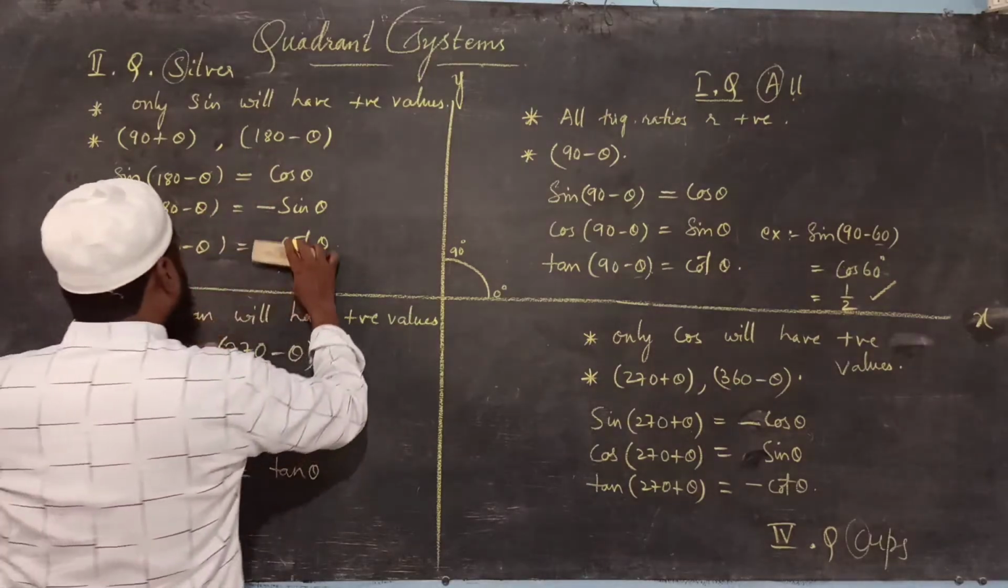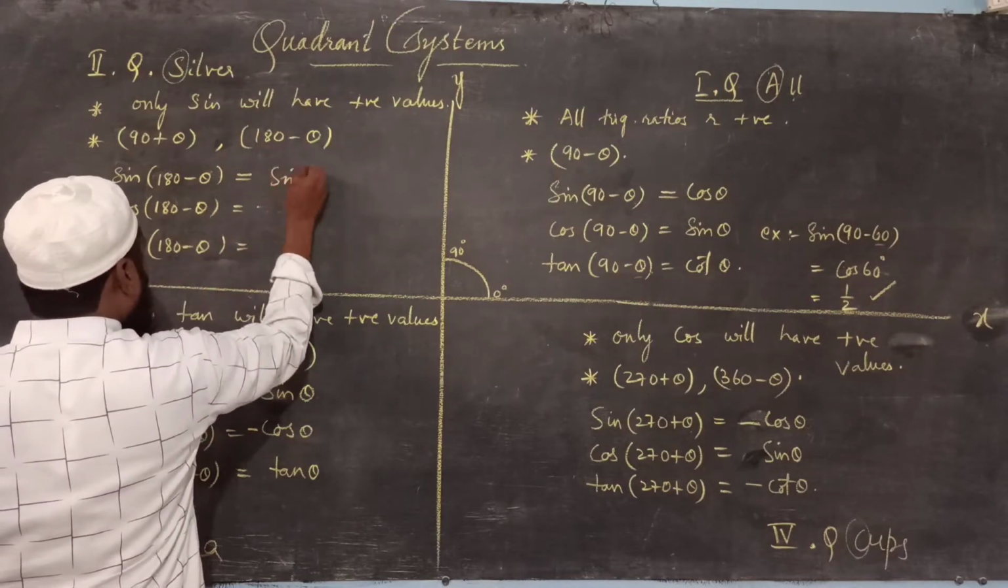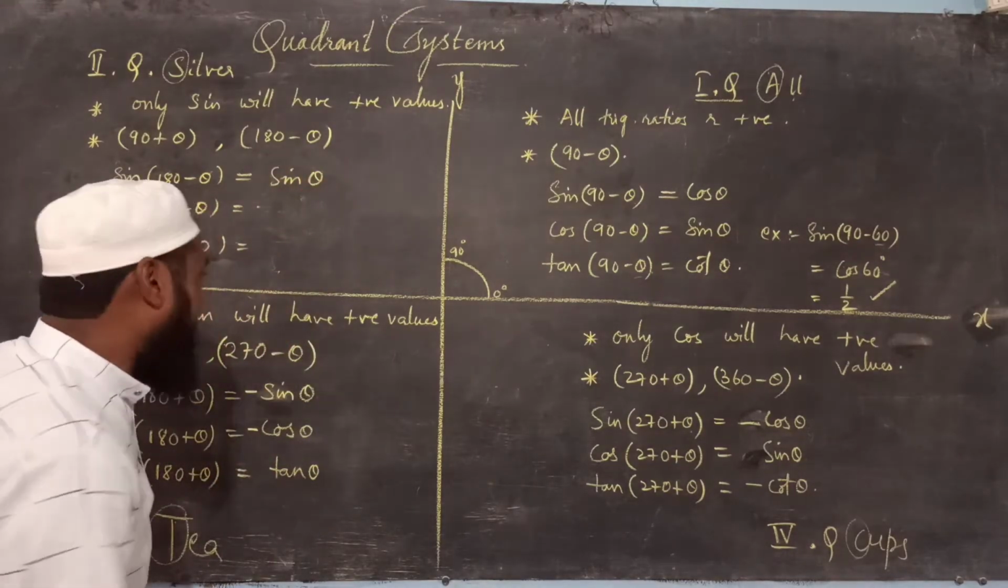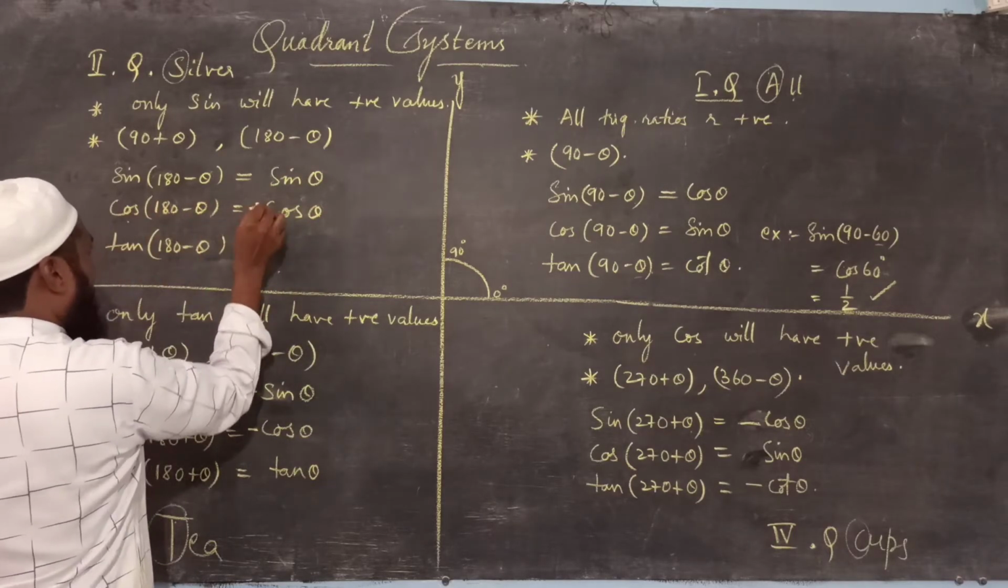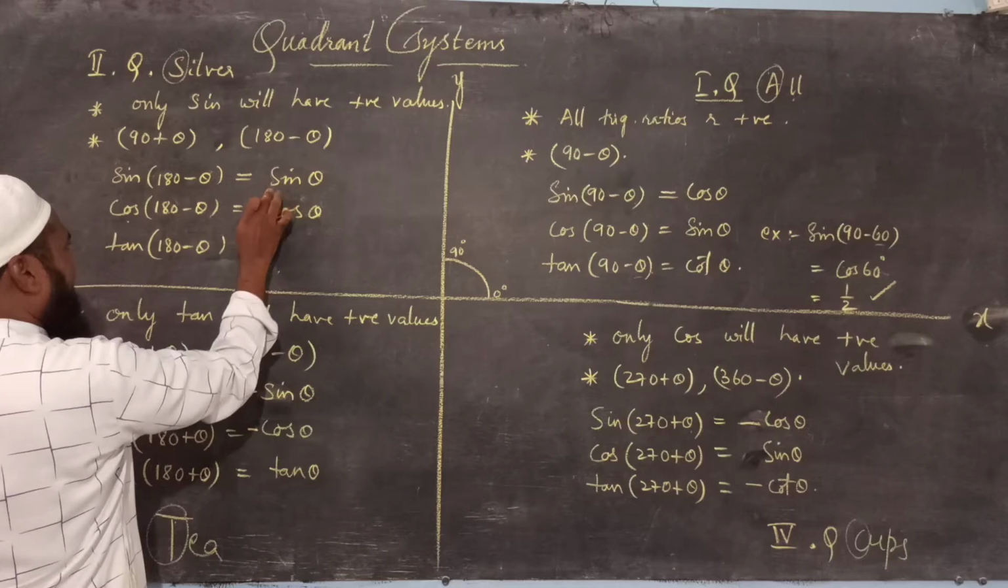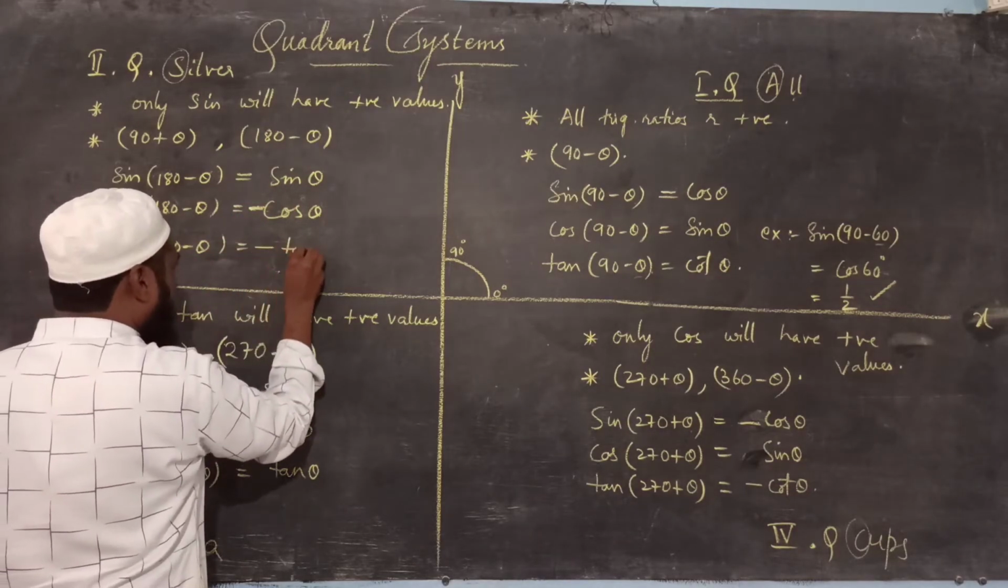So the answers will change. Sin 180 minus theta is sin theta only. Sin will remain sin only. Why? I will tell. Now cos 180 minus theta is, in the second quadrant cos will be negative, only sin will be positive, so minus cos theta. Tan 180 minus theta, again minus tan theta.